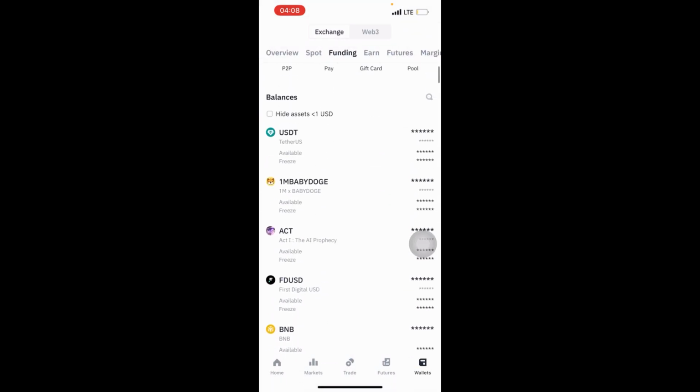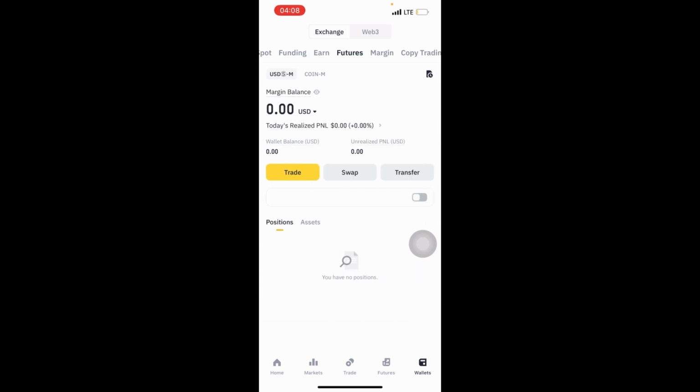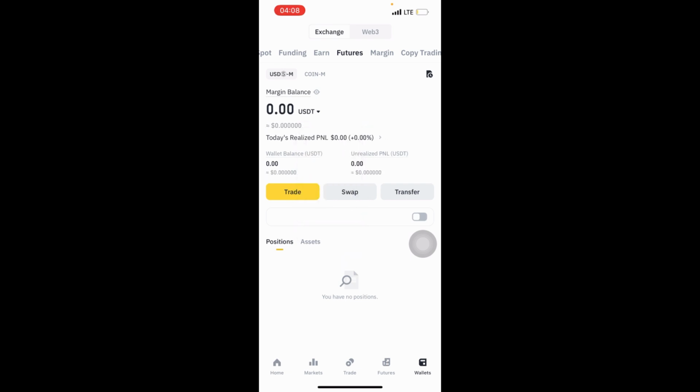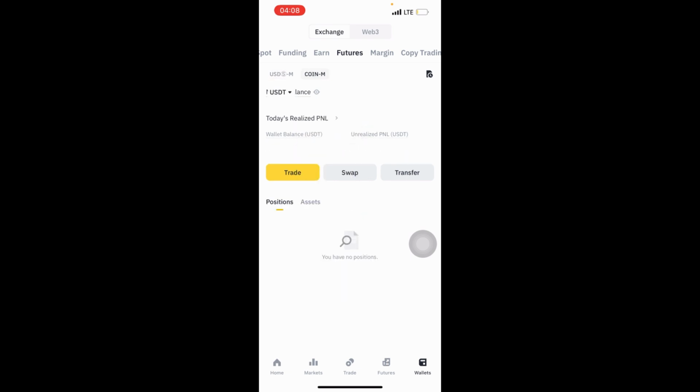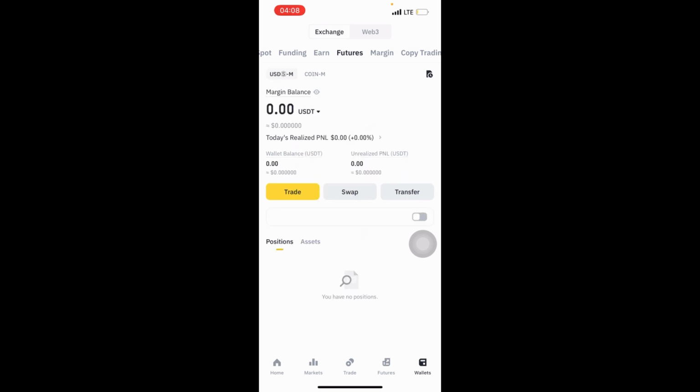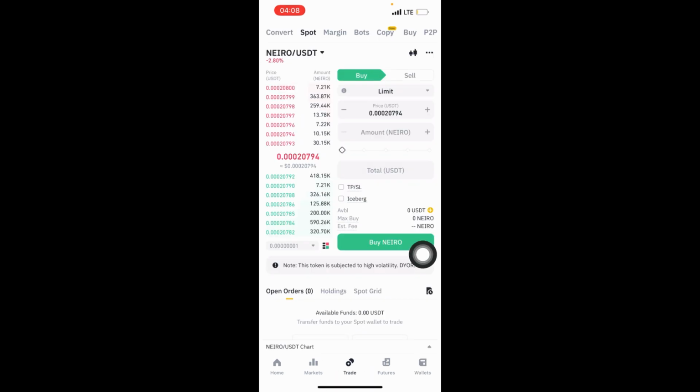So when it's in your futures, when you go here, you will see that the money is in the futures. Then you can see it in USDT and so on over here. After that, you come to your trade. Right now the money is in the futures, so you come to your trade.